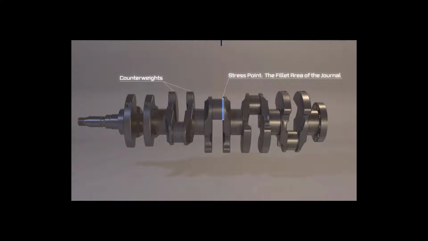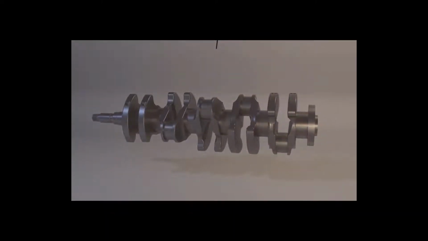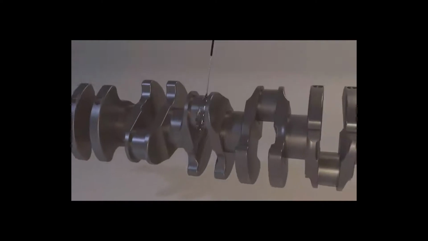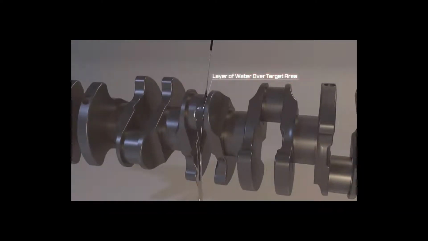Mounted on the robot, the part is in position, and it will rotate on the axis of the journal to receive laser peening treatment. The laser will strike at the stress points we identified. A thin water layer flows to cover the target area.